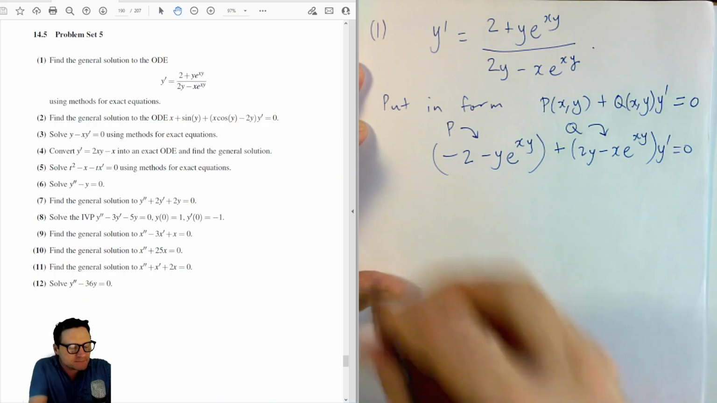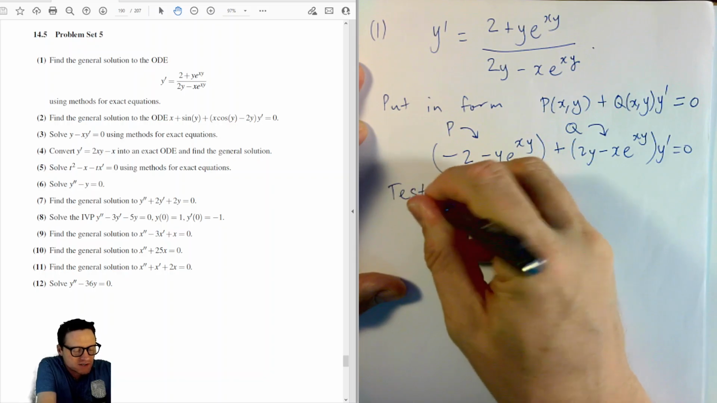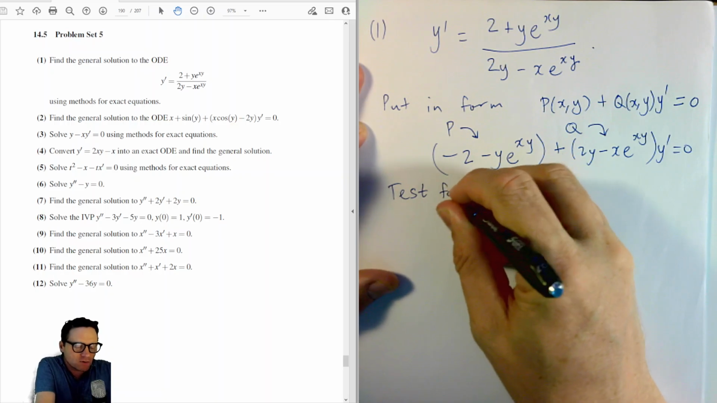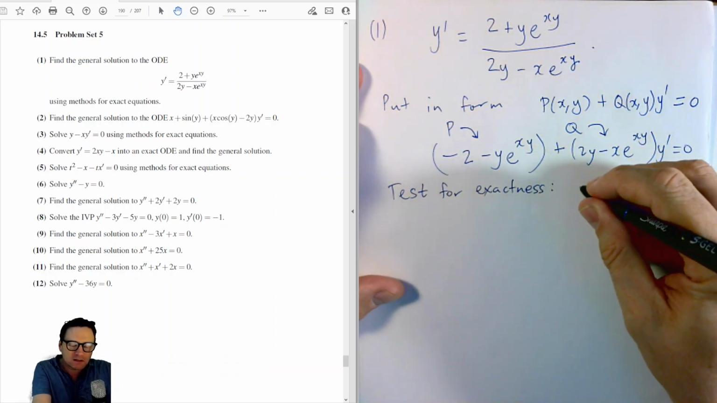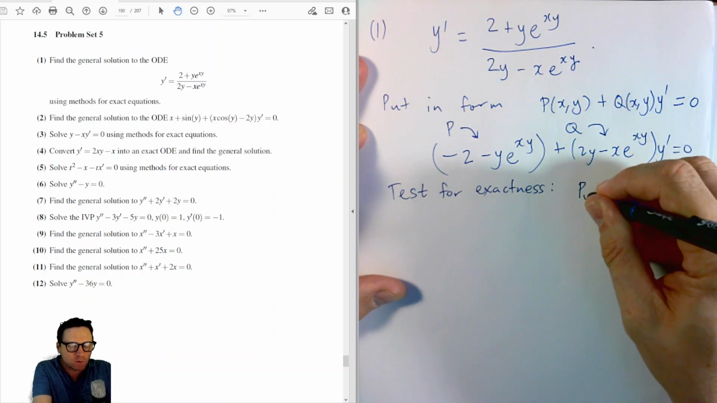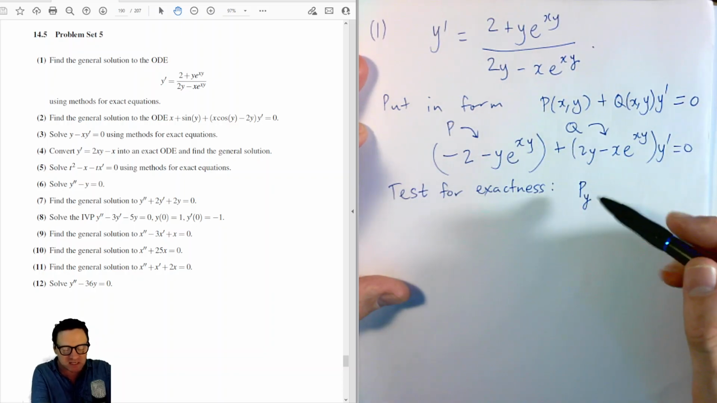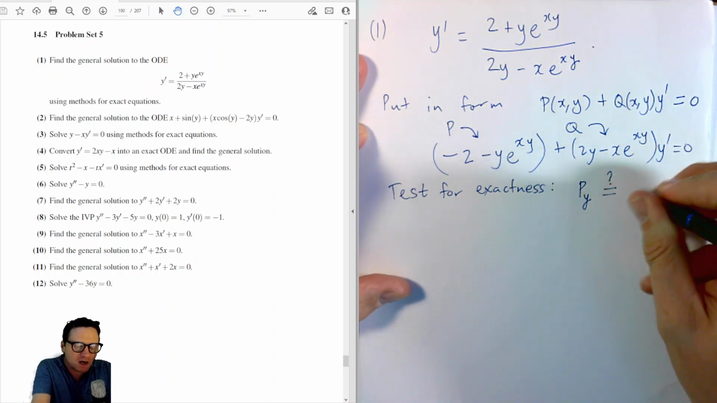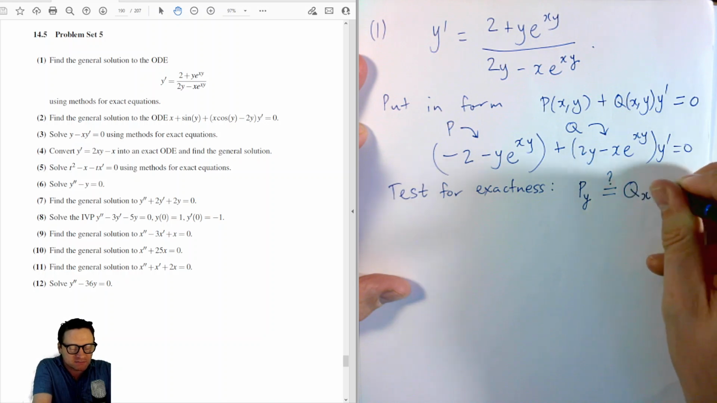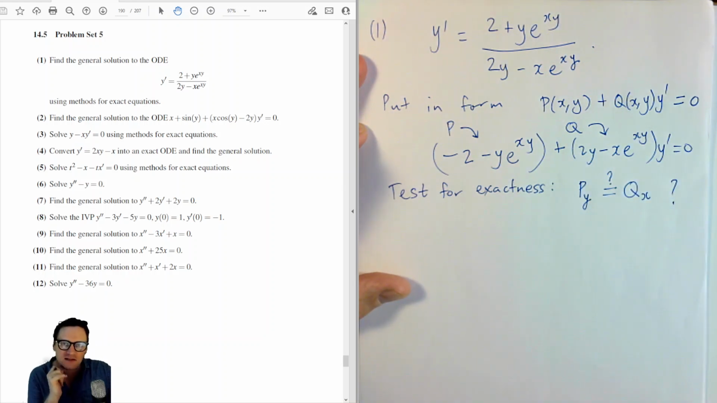Okay, and now the test for whether this equation is exact. So I'll write the test for exactness is the following. Is p subscript y, where this is the partial derivative of p with respect to y, equal to q subscript x? And if it is, then the equation's exact and we can proceed to solve this differential equation for y.